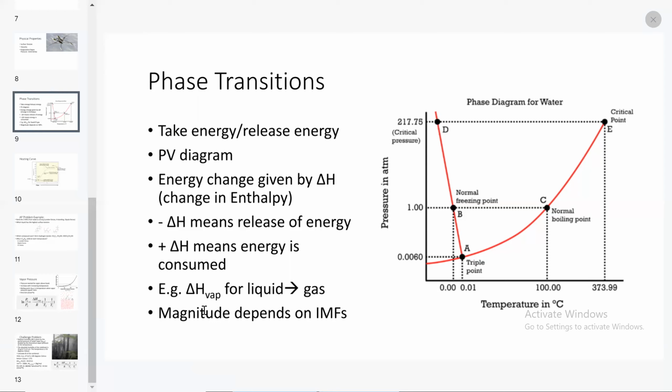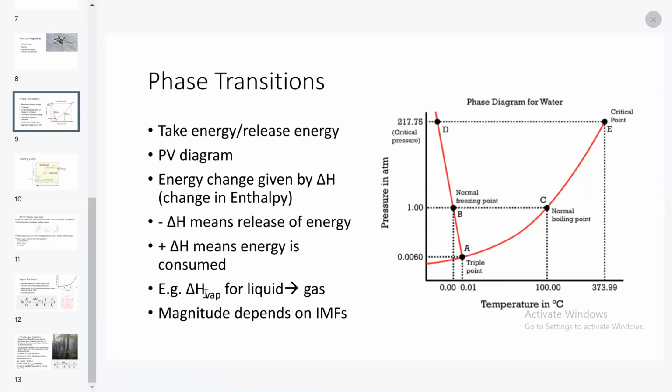But for example, take propane. Propane has very weak IMFs. In fact, it's a gas at room temperature. So it has a very small positive delta H of vaporization, but it's still positive because we're still going from liquid to gas. Okay.